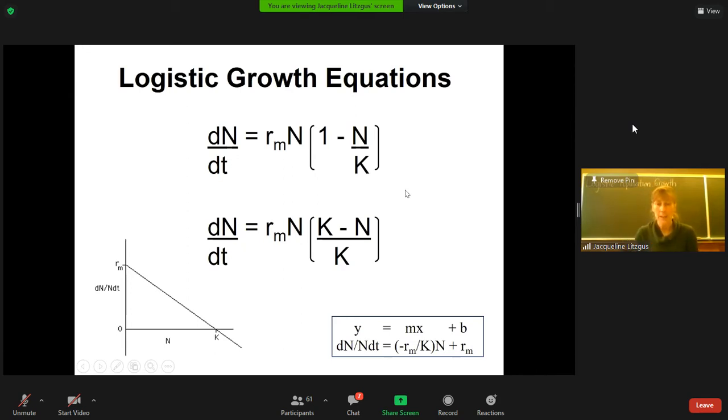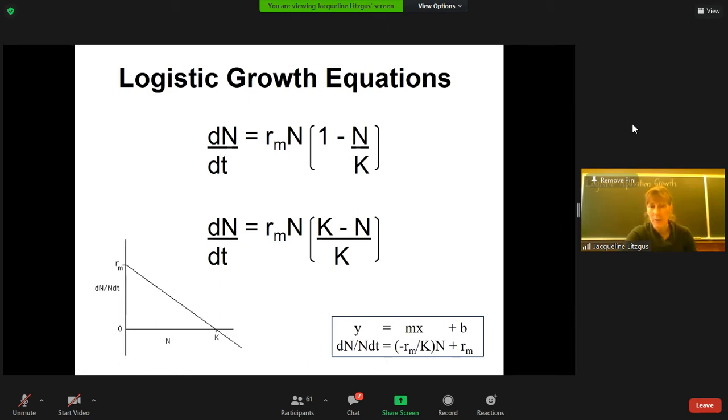And so when we look at this graphic again, here we have a straight line. We've talked about this before. You know that the formula for a straight line is y equals mx plus b. Y is the y value, which is dN over N dt. M is the slope. So in this case, remember, it's a negative slope. So we have negative r, we have a negative R value for the slope because it's a decreasing slope, and it's divided by K.